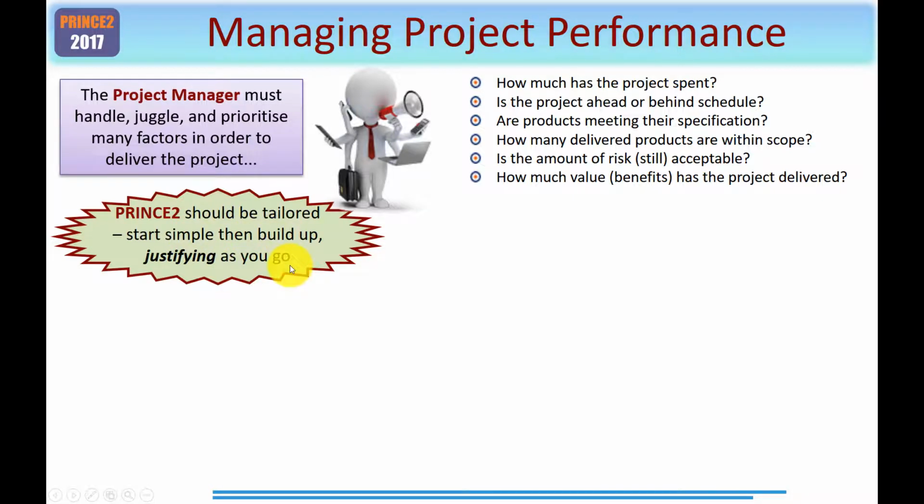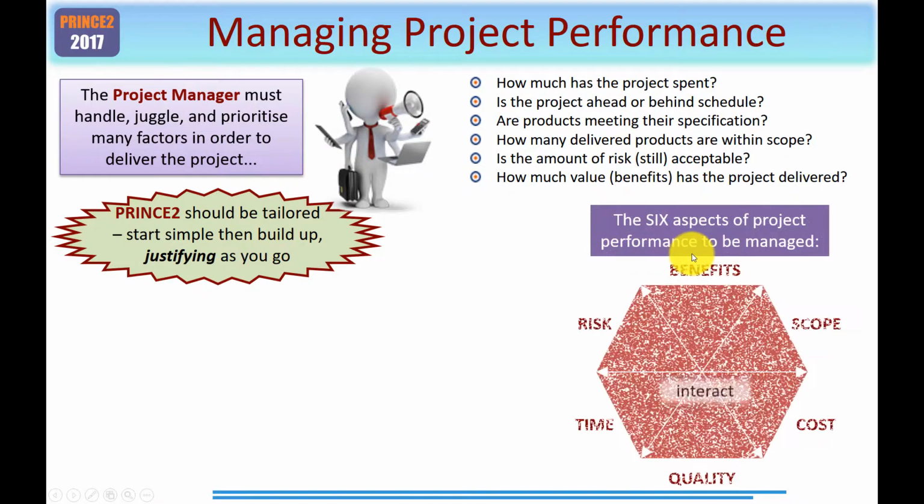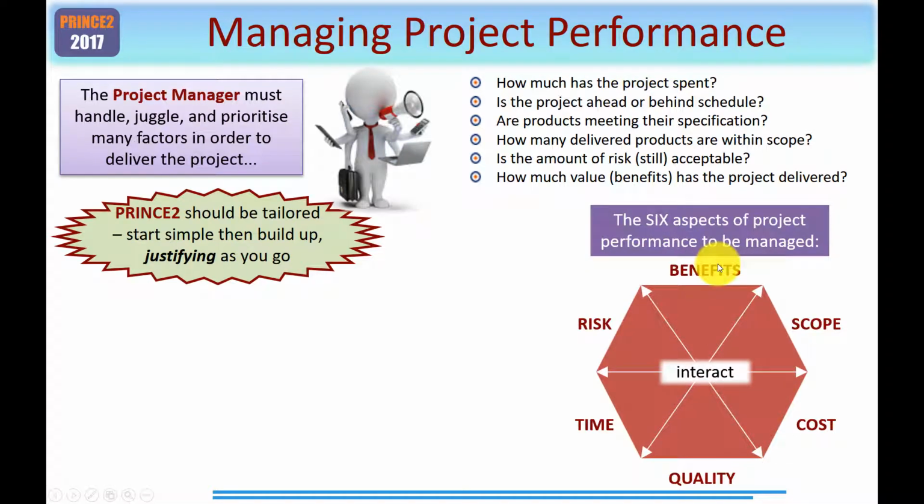Now, tailoring is a large topic, and I don't intend to cover it here. But just thinking about the PRINCE2 measures of success, they should certainly be taken into consideration when carrying out PRINCE2 tailoring. And the PRINCE2 manual makes quite clear that there are 6 aspects of project performance that need to be managed: benefits, scope, cost, quality, time, and risk. The important thing to remember is that all of these interact. If you change the scope, you'll almost certainly be modifying the cost and time, and that may cause extra risks or reduce risks.